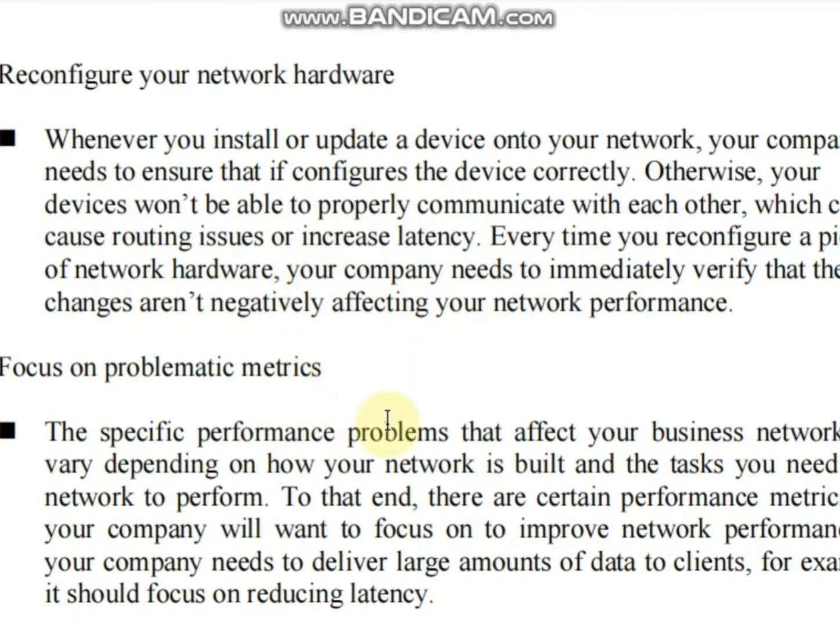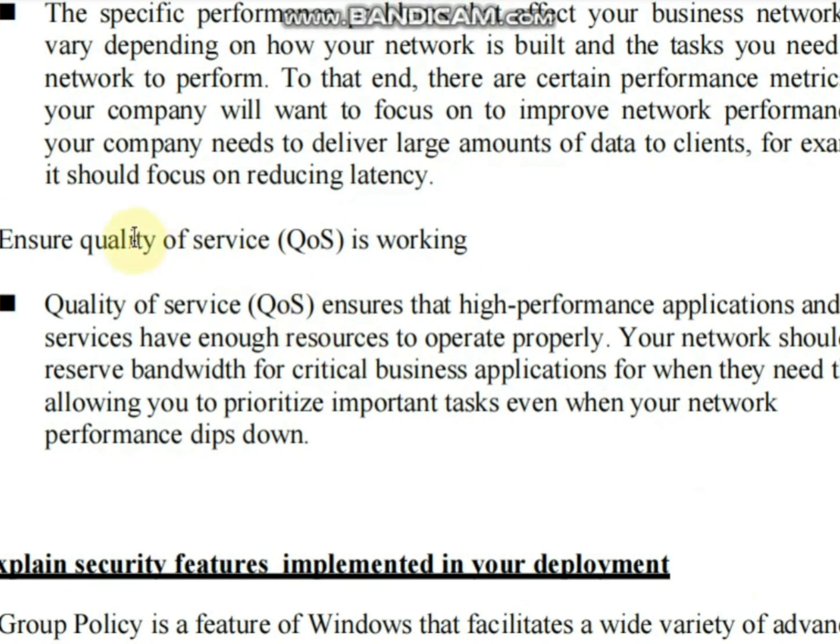Next is to focus on problem metrics. The specific performance problems that affect your business network will depend on how your network is built and the tasks you need your network to perform. To that end, there are certain performance metrics your company will want to focus on to improve network performance. Third is to ensure Quality of Service, QoS, is working. Quality of Service ensures that high performance applications and servers have enough resources to operate properly. Your network should reserve bandwidth for critical business applications for when they need it.